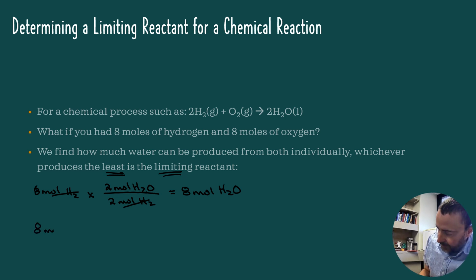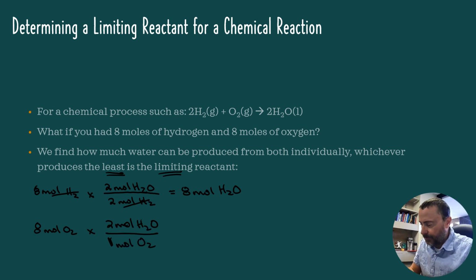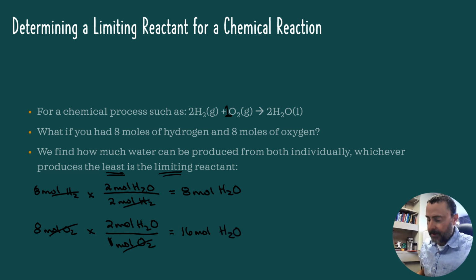If I had 8 moles of oxygen, there's 2 moles, it's going to produce 2 moles of water for every 1 mole of oxygen. There's an implied 1 out in front of that oxygen there. We could theoretically produce 16 moles of water.